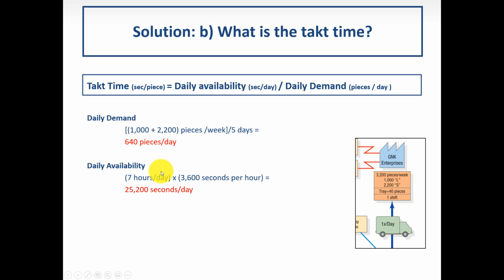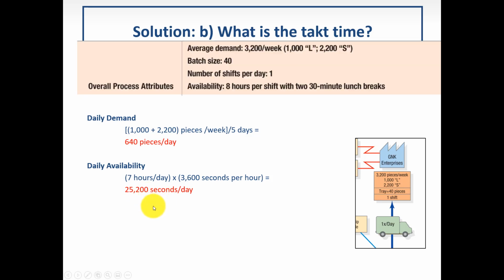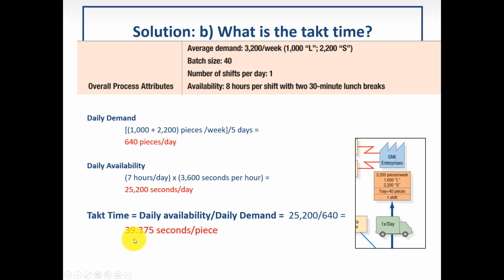The time that we have available for producing those pieces per day is 7 hours a day. Remember, we deducted that hour from the 8 hours a day, and then we just translate hours into seconds by this simple calculation, and then we obtain 25,200 seconds a day. So if we run the math, we're going to end up with a takt time of 39.37 seconds a piece. That means if we produce at a production rate of 40 seconds a piece, we won't meet our demand. So that is really the limit. As long as we produce that or a bit less is fine.